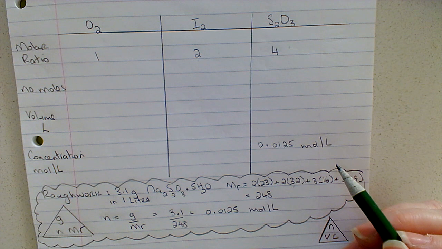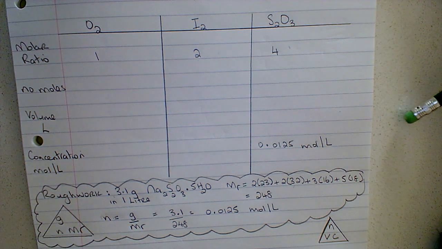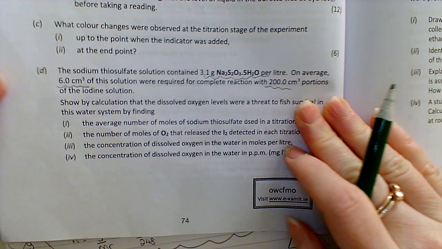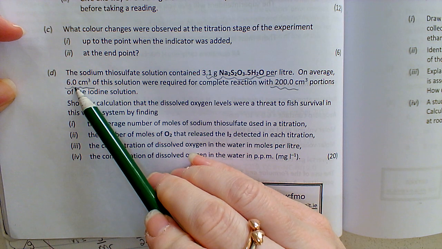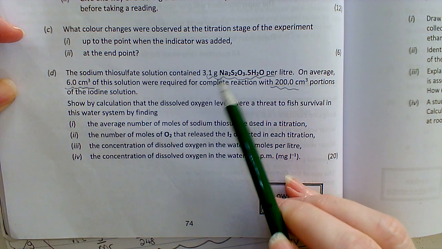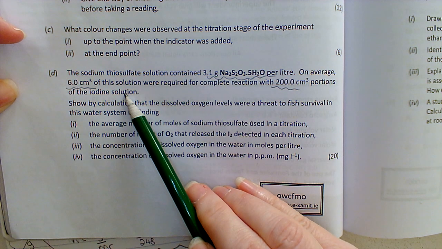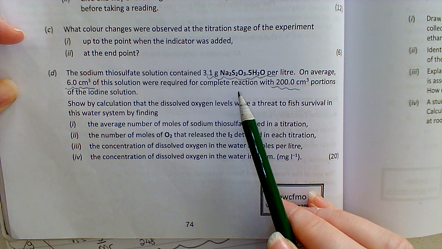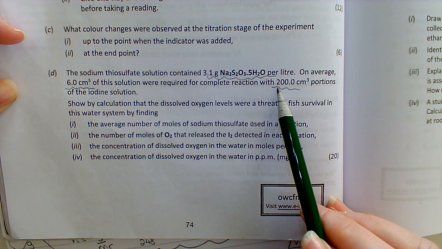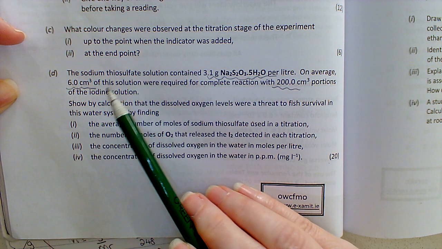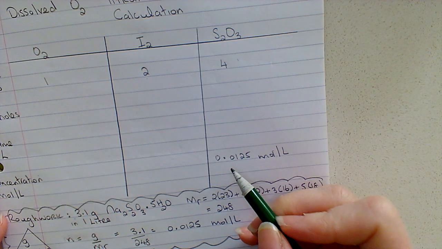Okay, what else was I told in the question? Well, I was also given the facts that we used 6.0 centimetre cubed of this thiosulfate solution, and this required 200.0 centimetre cubed portions of the iodine solution. So let's write in that information.